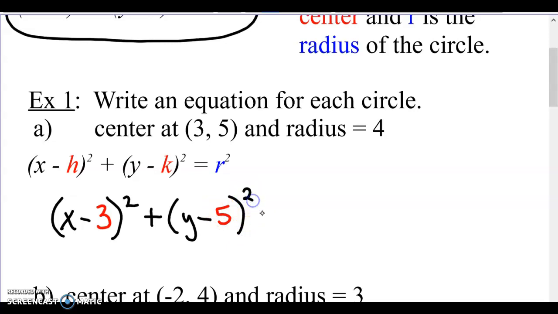And then don't forget the square again, equals, and then the radius squared. So my radius is 4, so 4 squared would be 16. Okay, and then that would be the equation for the circle.